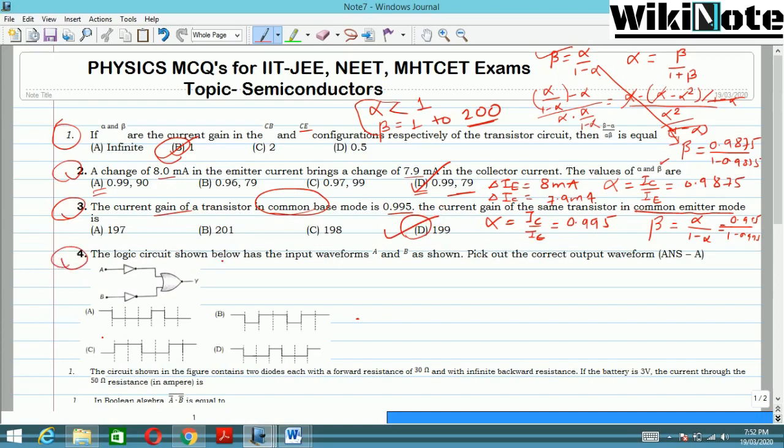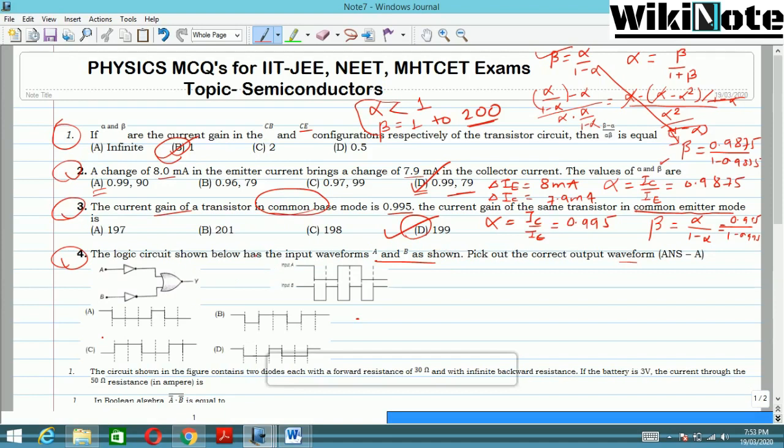Question number 4. The logic circuit shown below has the input waveforms A and B as shown. Sorry for that, guys, I didn't get the waveforms for this question. Pick out the correct output waveform. It is showing me the answer as A, but sorry, I don't have those waveforms over here, so that we should have that answer. Okay, I will resume this video. Sorry for the inconvenience, guys. We didn't have this diagram over here.